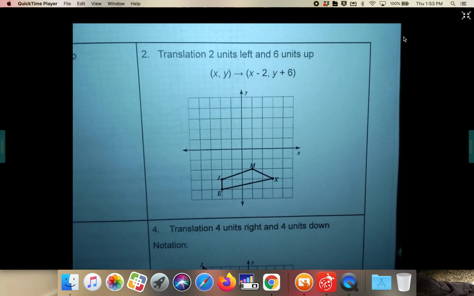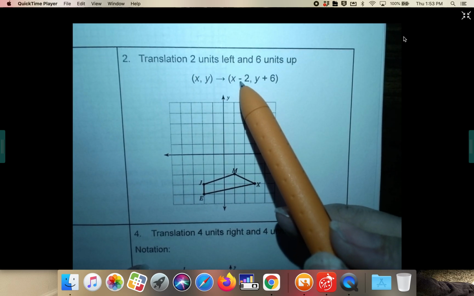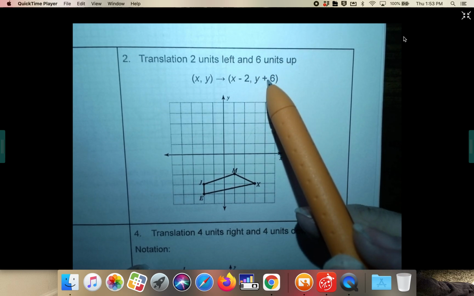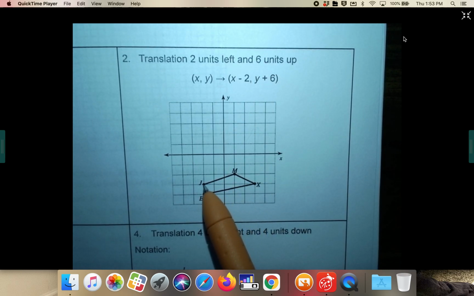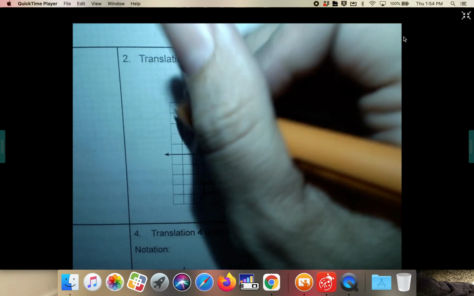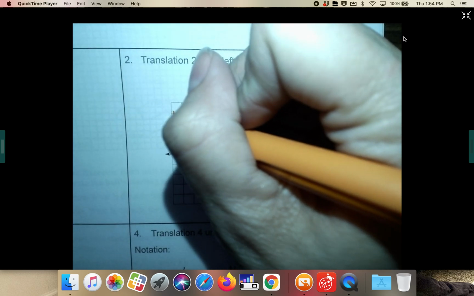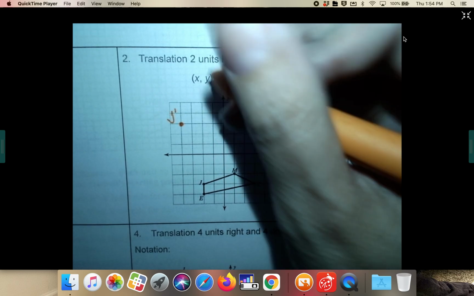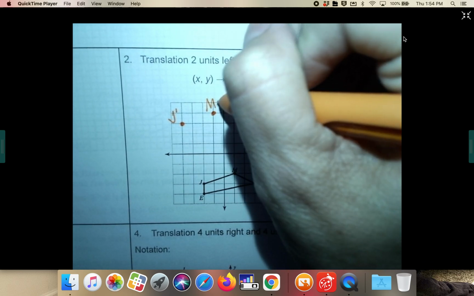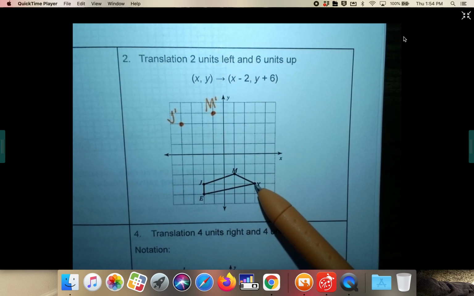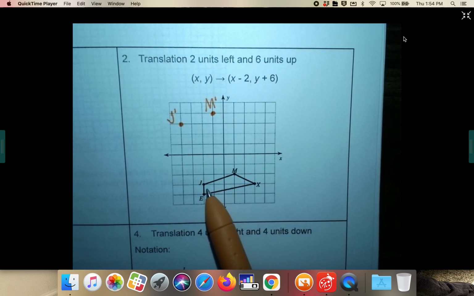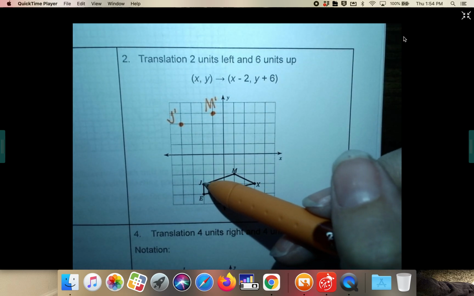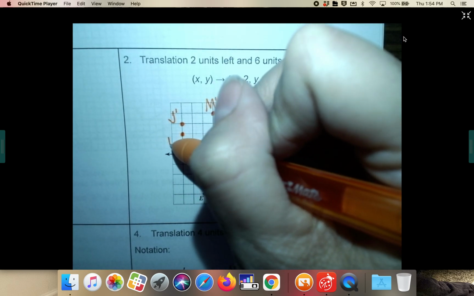All right, number 2 is translation left 2, that's why it's X minus 2, and 6 up, that's why it's plus 6. So we're going to move each dot to the left 2 and up 6. And that is going to be J prime. It doesn't matter which one you start with. It just matters that you label them correctly. Now, I could keep moving each dot, or I could look and see that J is 1 below E, so I need to put E prime just 1 below J.